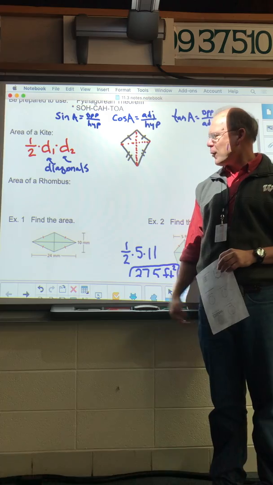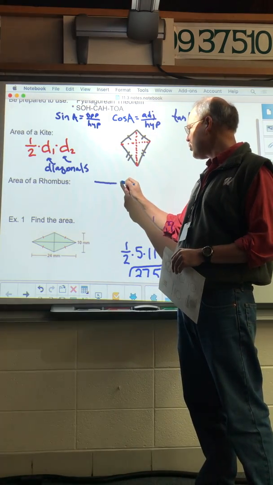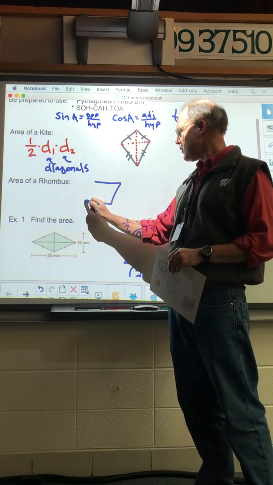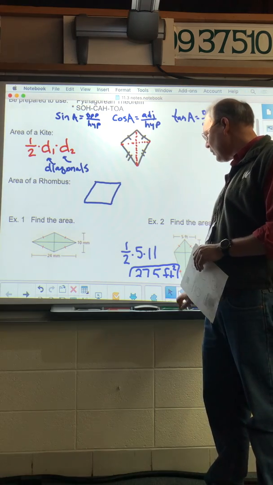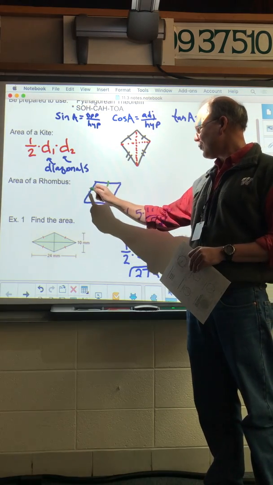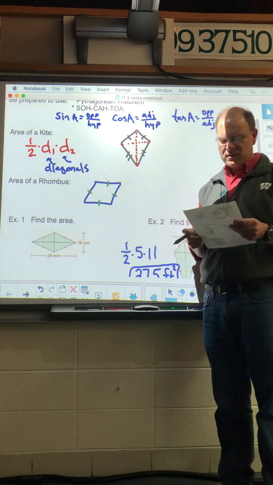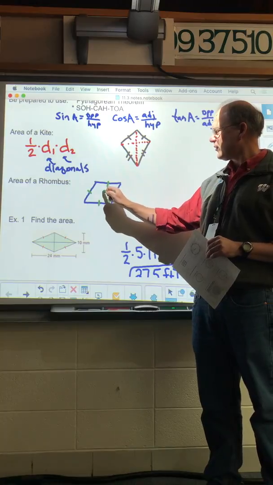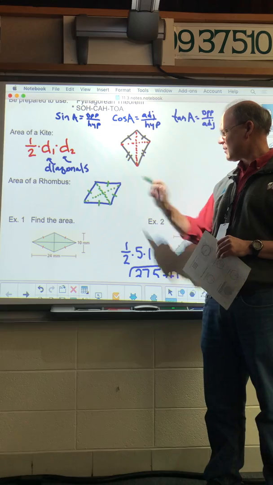Okay, rhombus. So rhombus, all 4 sides are congruent. A rhombus may or may not have right angles, but the 4 sides are still congruent. That's a rhombus. So the diagonals of the rhombus would again go across from one corner across to the other.